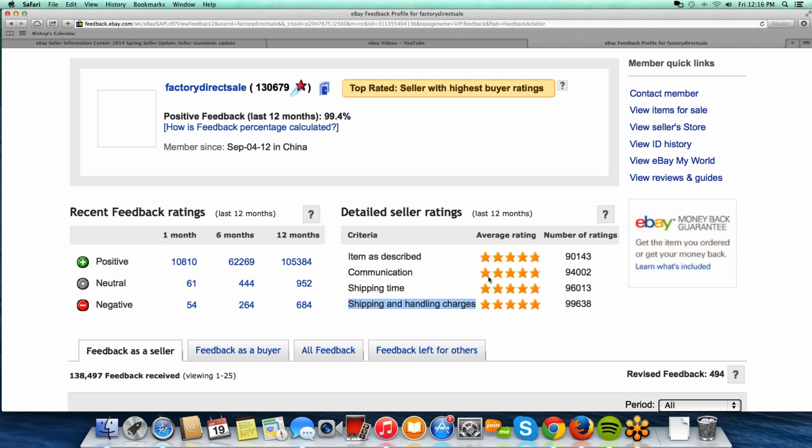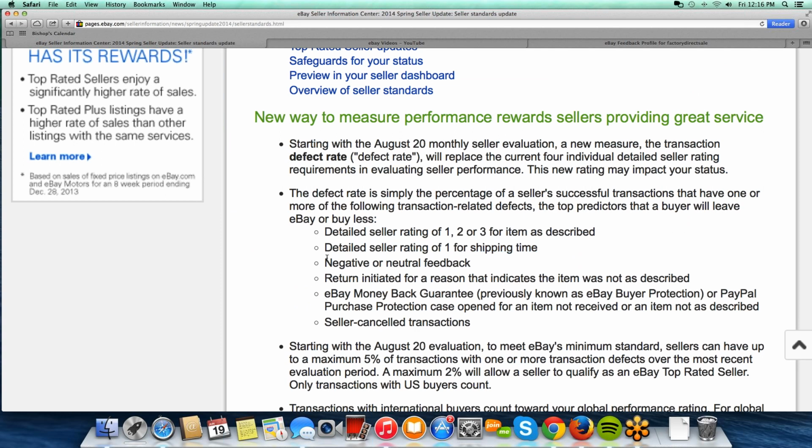According to this new defect rate measurement, if you get a 3 or less on item as described, it counts as a defect, okay? If you get a shipping time of 1, it counts as a defect. So those are things we're going to try to avoid. But for the most part, if you're doing normal drop shipping and doing a good job with it, these aren't even going to be big concerns. Not so far anyway, okay? The third one is negative or neutral feedback. If somebody leaves you a negative or a neutral, it counts as a defect, okay?